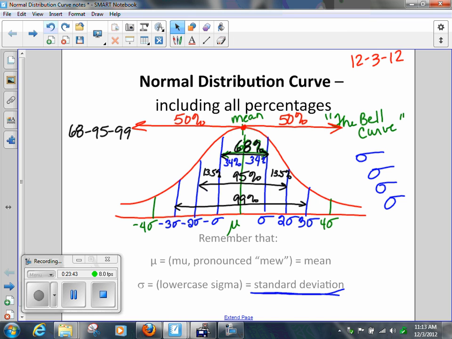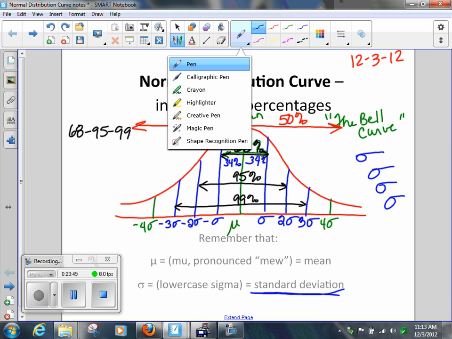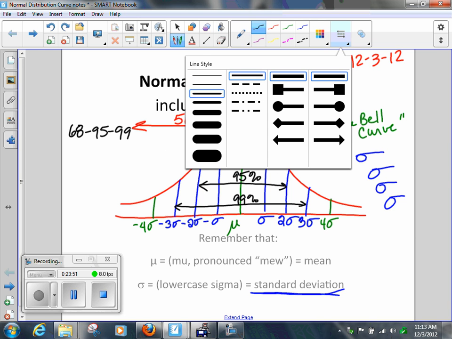Ooh, that looks bad. Bad, bad, bad. 13.5. Let me get something really little here. I don't know that this will do it, but let's see. Nope, didn't do it.